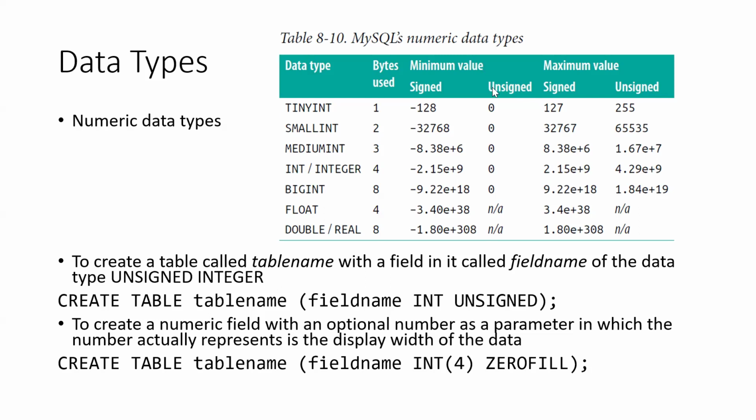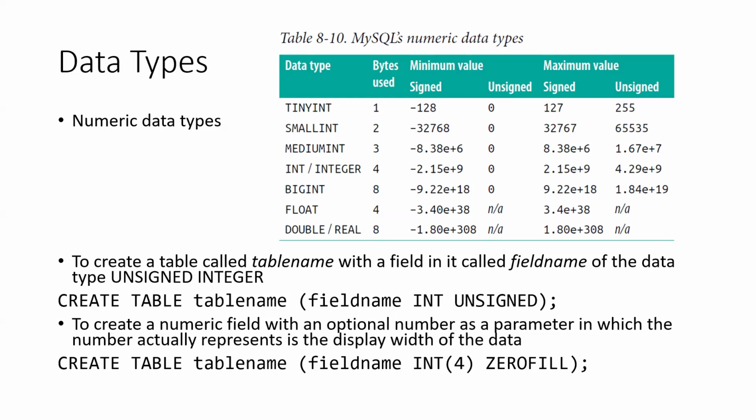If you say unsigned, which means that you store only the positive values, it can go from 0 to 255. So basically you can store 256 values with 8 bits. That's the understanding. Similarly, if you go with small int, it uses 2 bytes. If it is signed, it can go from minus 32,768 to 32,767. If it is unsigned, it can go from 0 to 65,535. So that's the range of numbers we normally use.